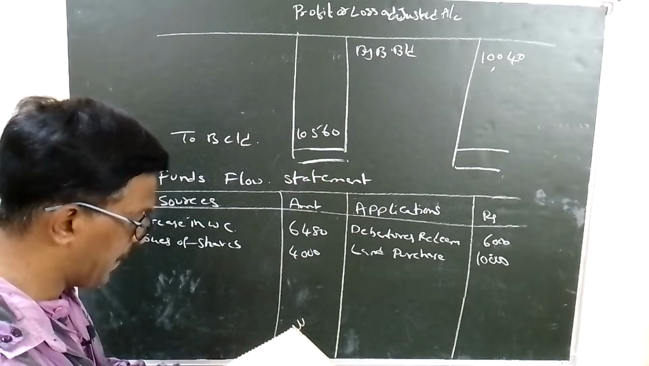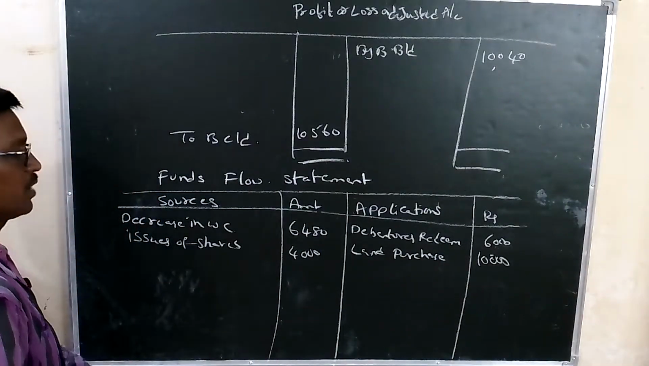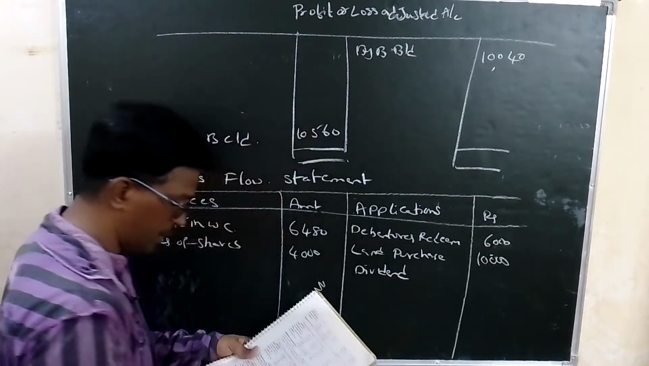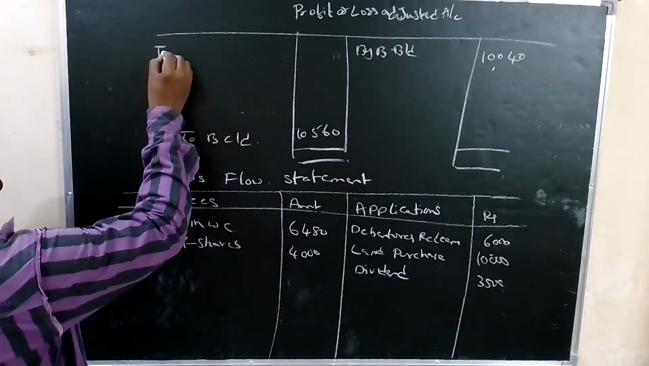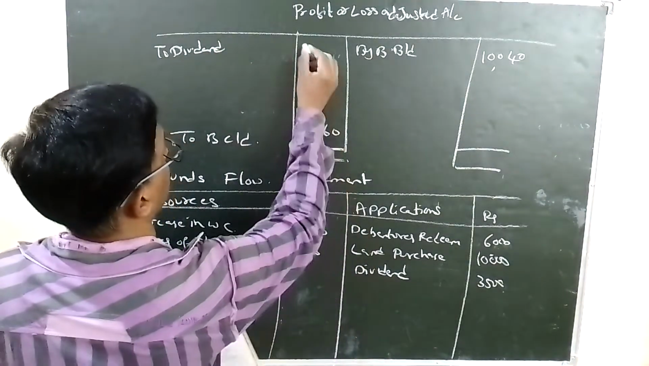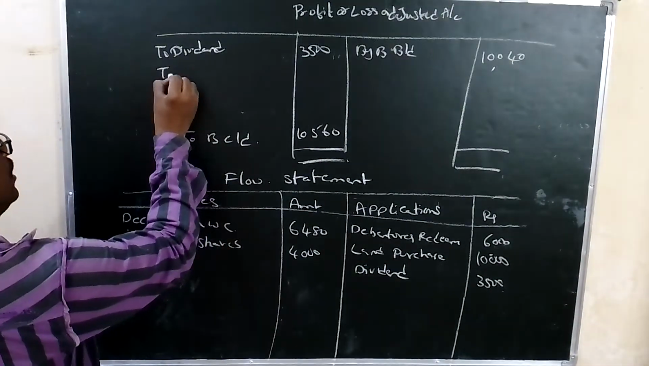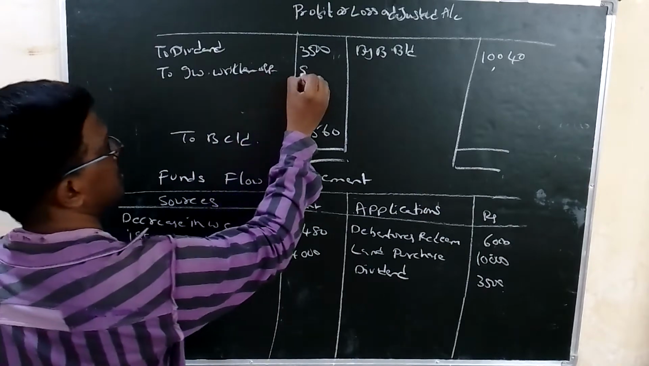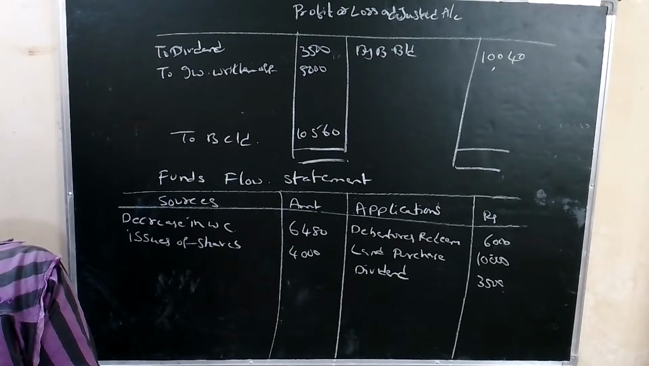Next, dividend paid. Dividend paid means to cash and by P&L. Dividend paid amount 3,500. So P&L account to dividend 3,500. Next, goodwill written off, 5,000. Okay, those are the items that come under the adjusted P&L account.